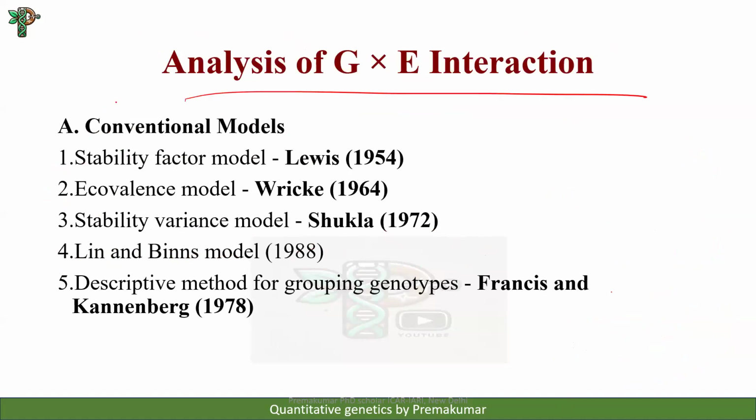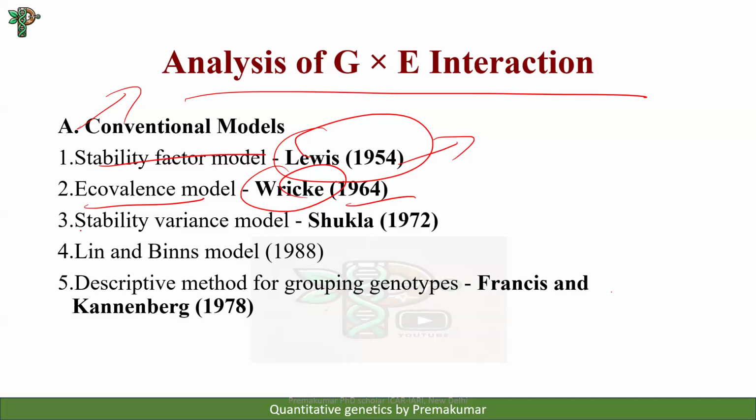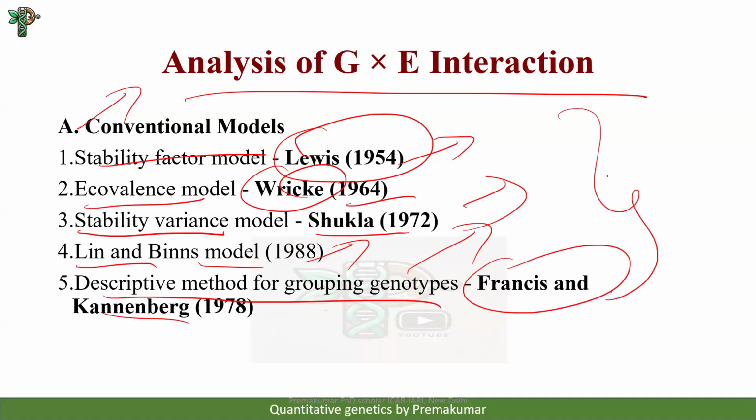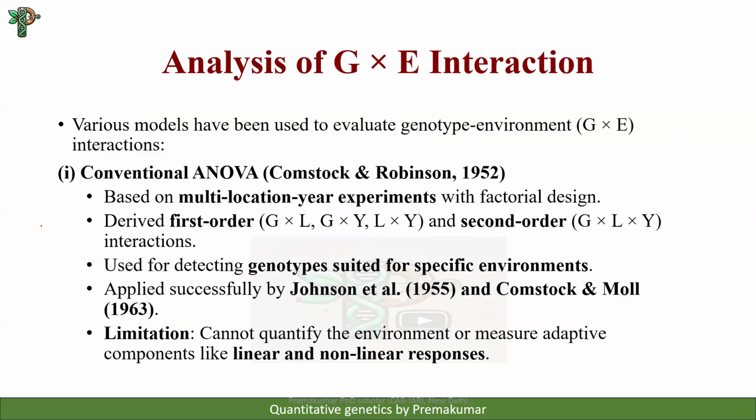We can use conventional methods like the stability factor model, proposed by Lewis in 1954, or the equivalence model by Wricke in 1964. You can use the stability variance model by Shukla, or Lin and Binns' model in 1988, and the descriptive method of grouping phenotypes by Francis and Kannenberg. I'm not going to discuss all of those, as they are not important. But the stability factor and equivalence model are very, very important.